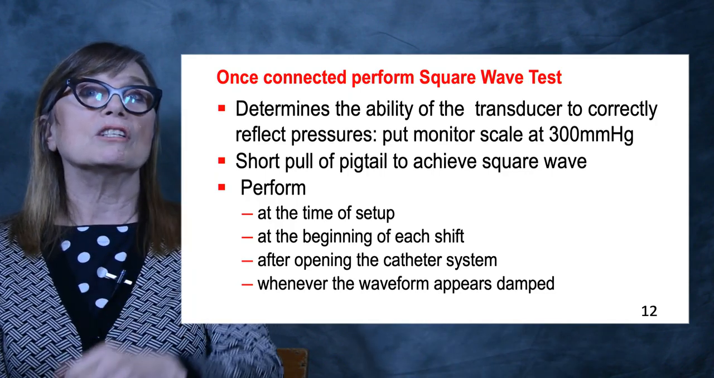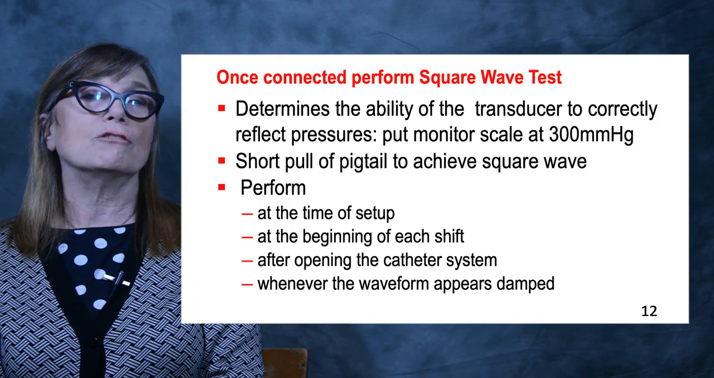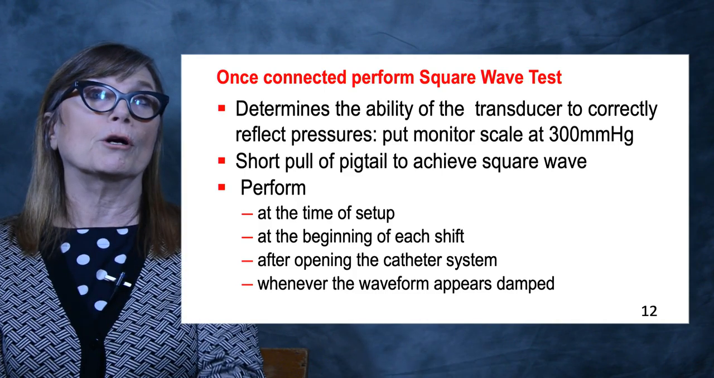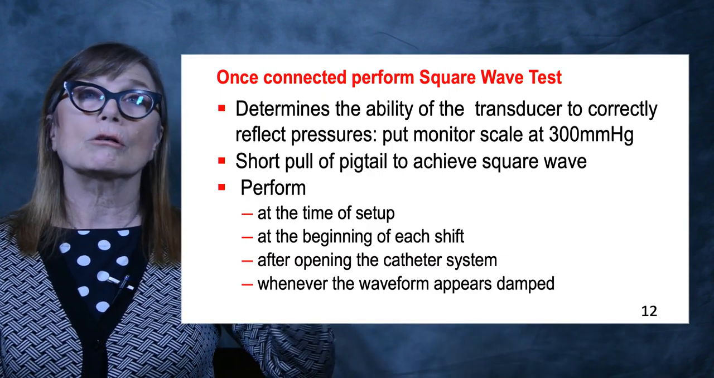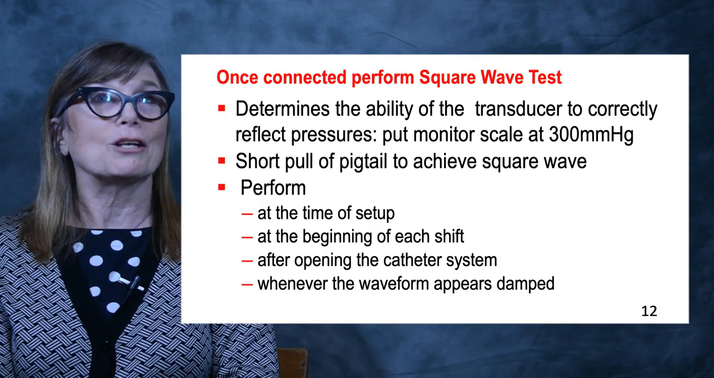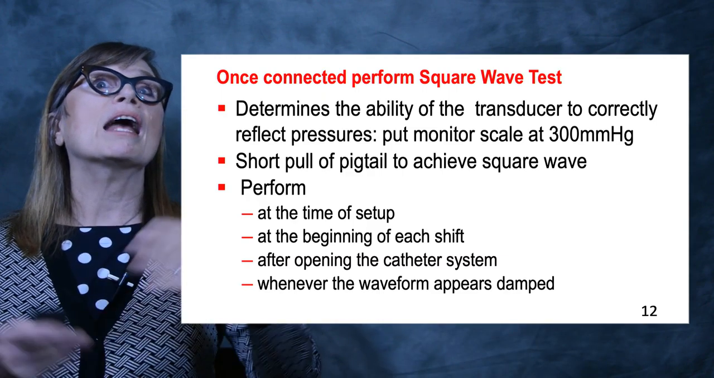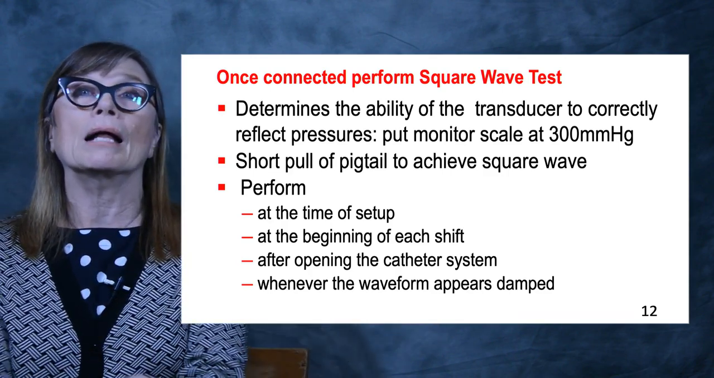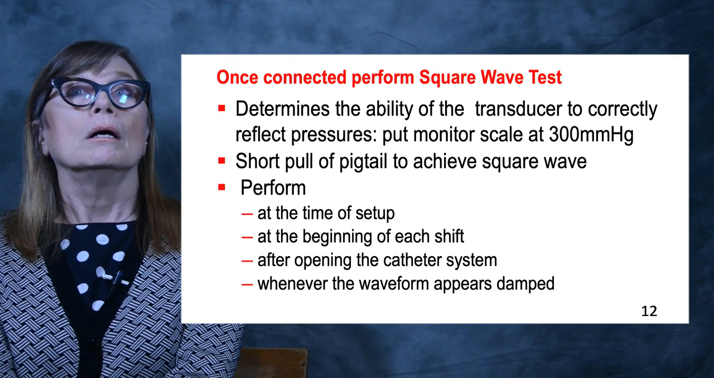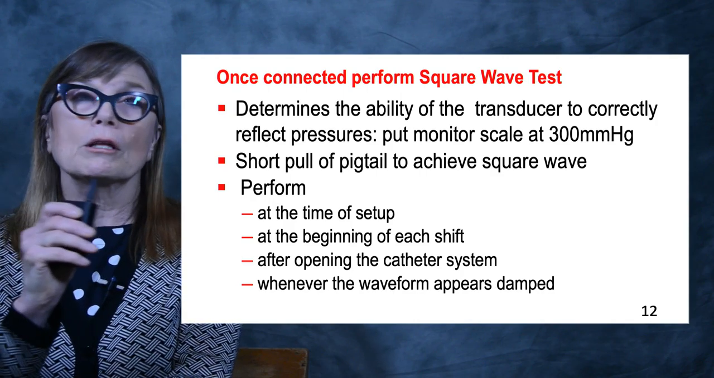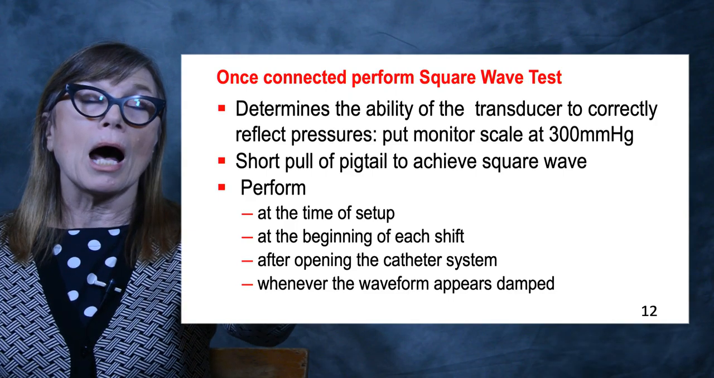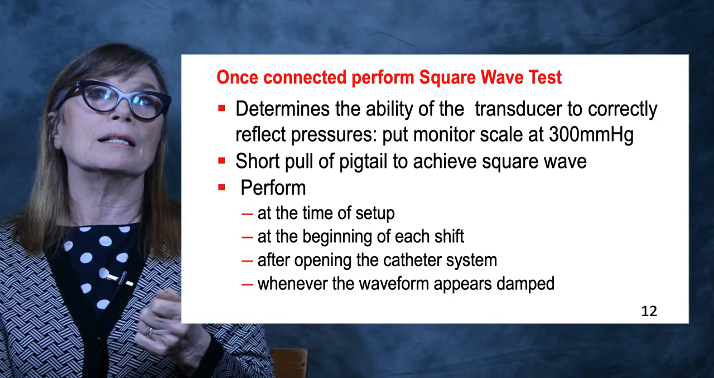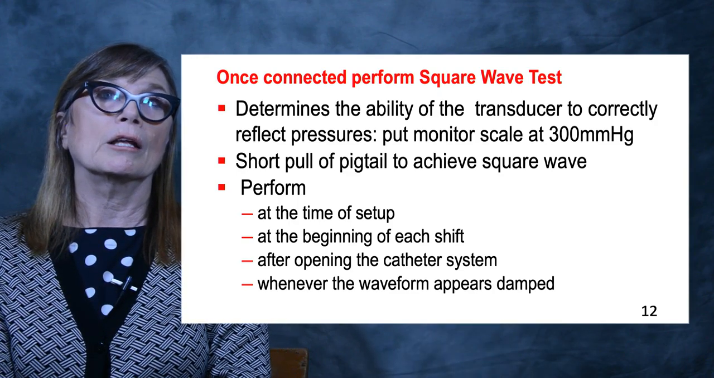So I'm going to achieve a square wave, and the top of that square wave should be at 300 millimeters of mercury. If it's not at 300 millimeters of mercury, the first thing I'm going to do is make sure that my pressure bag has been inflated to 300 millimeters of mercury, and then I'm going to consider there might be some air in the tubing that I need to get rid of by flushing out my line. Now, I want to remind you, no matter what the pressure is, you put your monitor scale to 300, you pull your pigtail for about 2 seconds, and you get a square wave on the monitor.